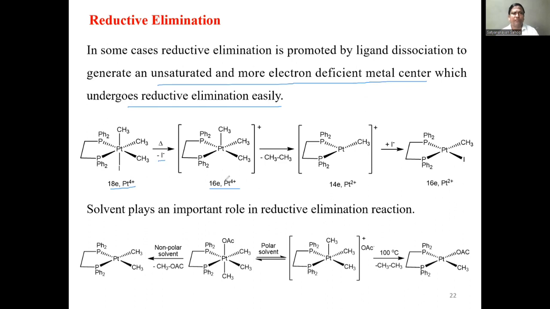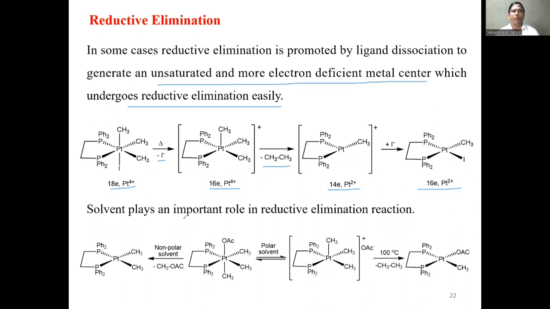Now this platinum(IV) can undergo reductive elimination, and ethane can be reductively eliminated. So we get a 14-electron platinum(II) complex. And the iodide which was eliminated in the first step was not exactly eliminated; it is outside the coordination sphere. So now that can join the platinum center, and we get a 16-electron platinum(II) square planar complex. So as you can see, the solvent plays a very important role in this reductive elimination step.